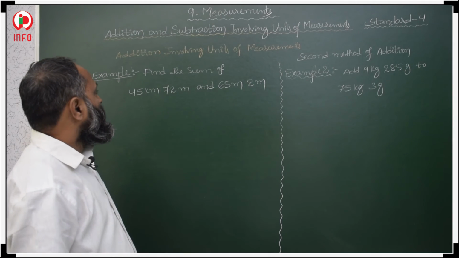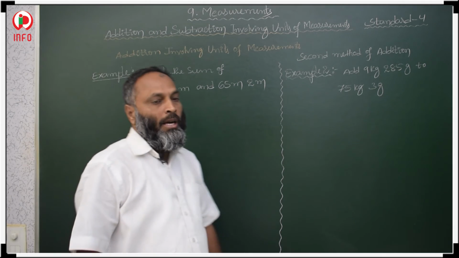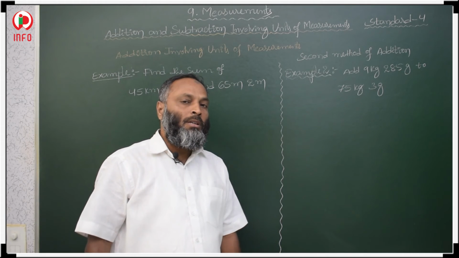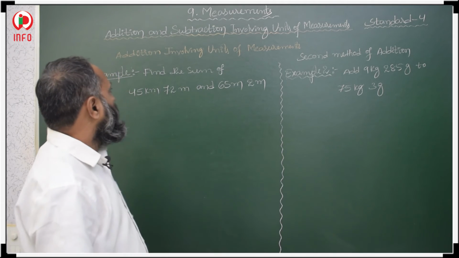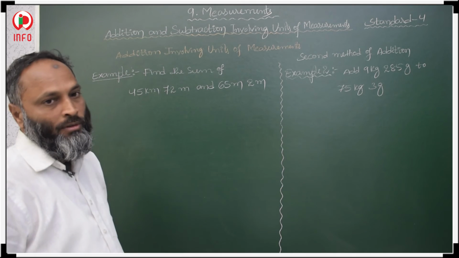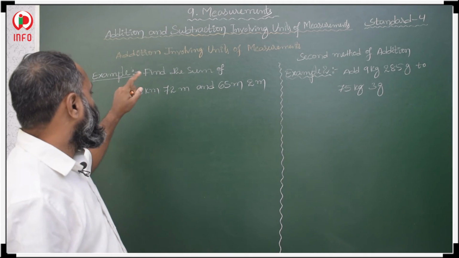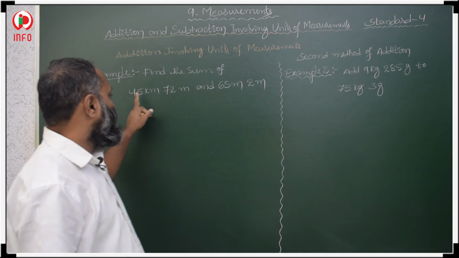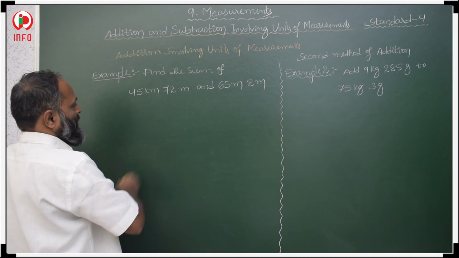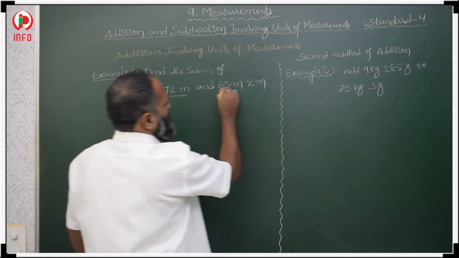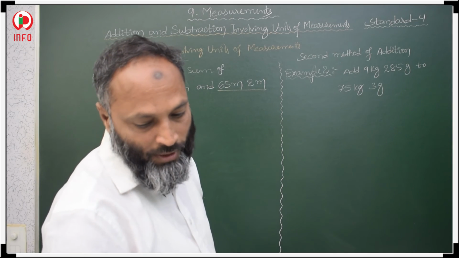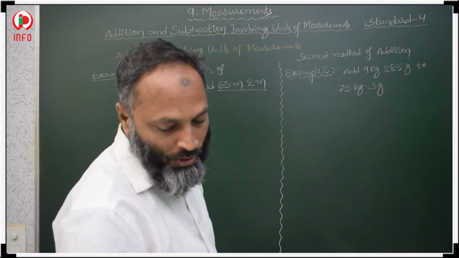So now, students, the next concept is addition and subtraction: addition and subtraction involving units of measurement. In measurement, how to add and how to subtract. In this first addition concept, see the first example: find the sum of 45 kilometers 72 meters and 65 kilometers and 2 meters.